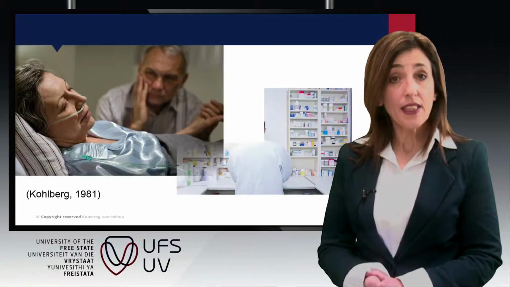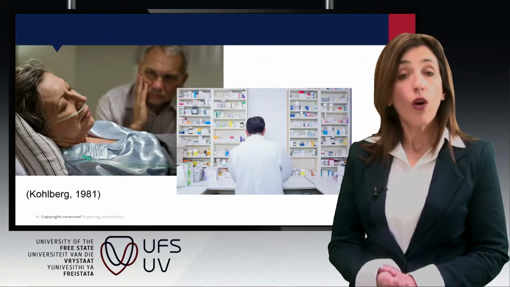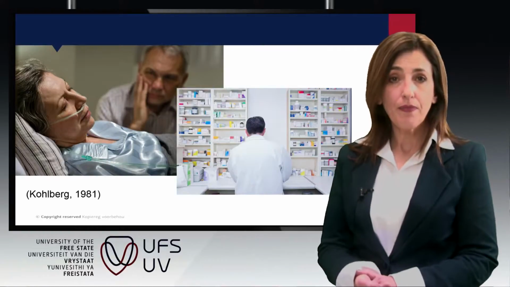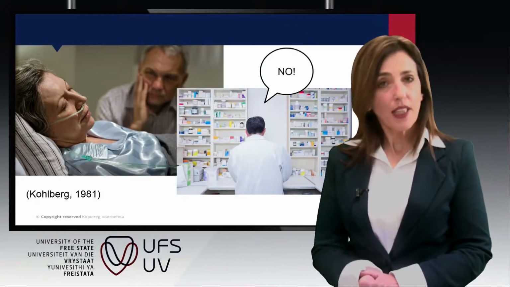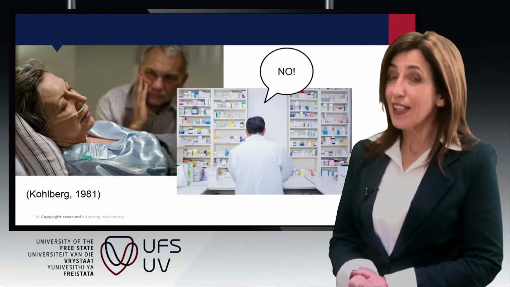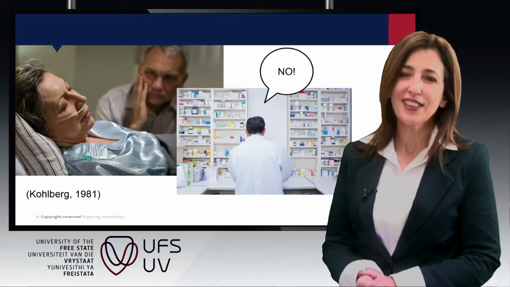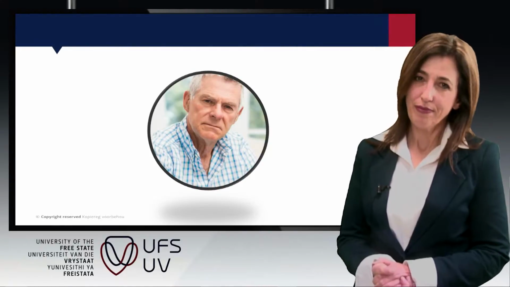He told the pharmacist that his wife was dying and asked him to give him a discount or to let him pay later. The pharmacist said no. The husband got desperate and is considering breaking into the pharmacy to steal the drug for his wife. Now, think about the following questions.